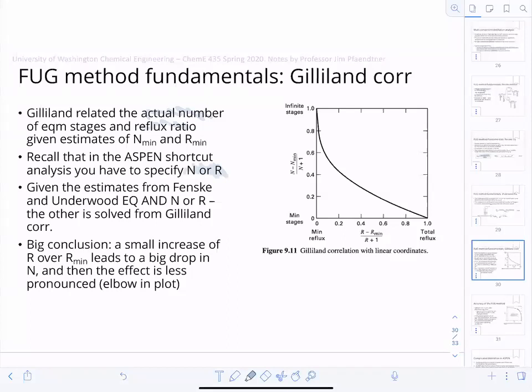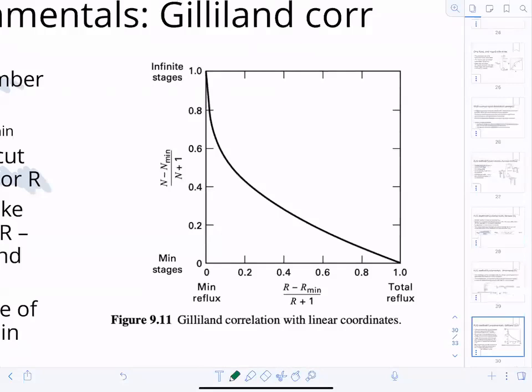So what you do, if you're going from R to N, let's say that you had selected a value of R that you want to analyze your column operating at, you would calculate this coordinate. So it's R minus Rmin.